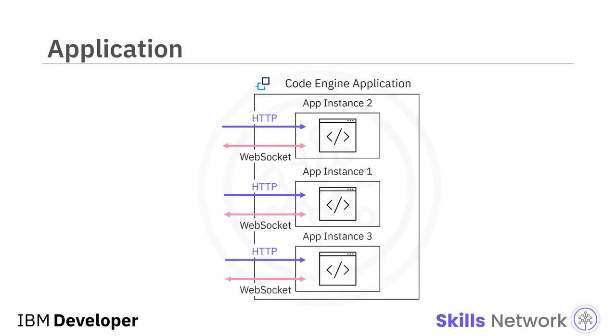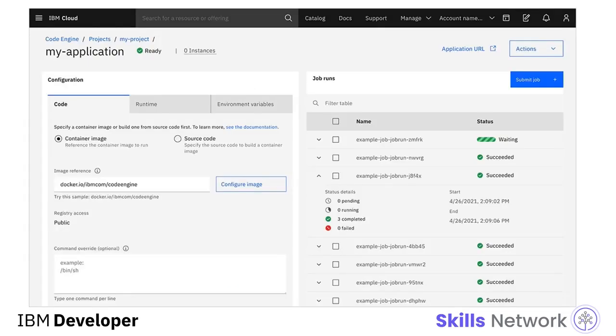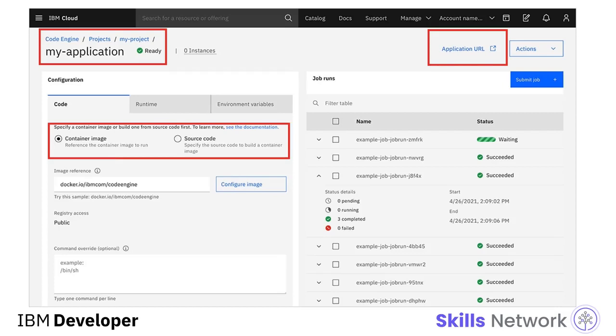Here you see a sample UI of a Code Engine project. The name of the application is My-Application, and it is under a project called My-Project. You can also see a green check icon that indicates that the application has been successfully deployed and is ready to serve. You can click the application URL link to open your web application's URL. In the configuration section, you can configure the source of your application, which can either be from a registered container image or directly from the source code.